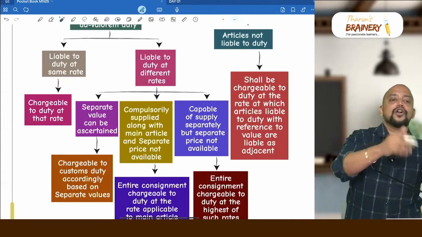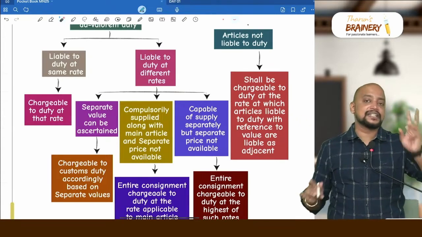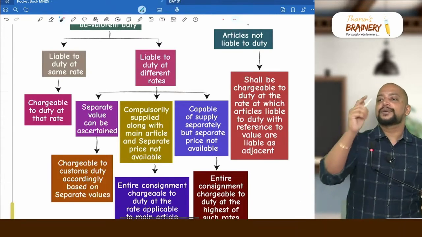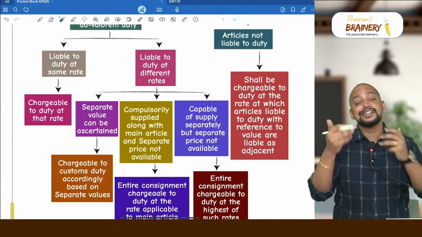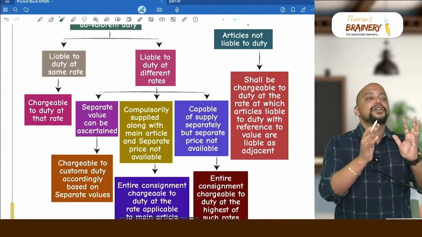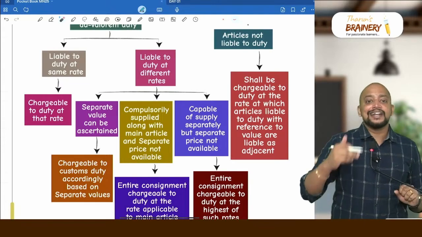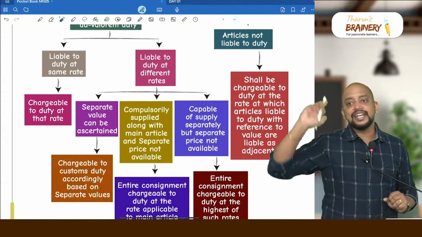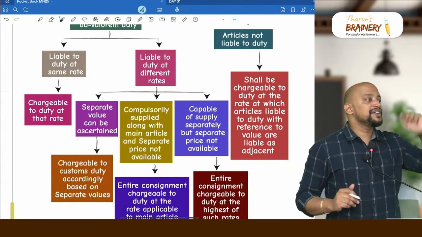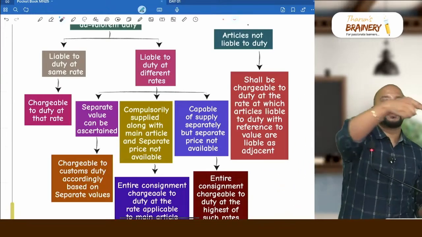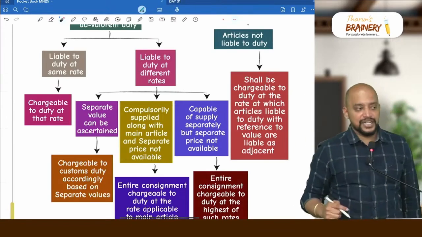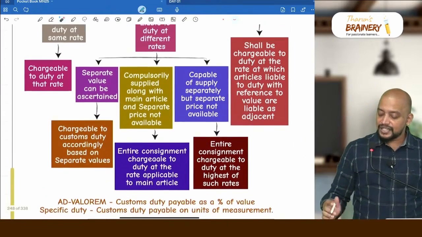also get dutiable accordingly. For example, we have 3 products A, B, C. A is dutiable at 12%, B is dutiable at 5%, and C is non-dutiable, and it is imported for a single price. Then in that case, separate value not ascertainable and it is not compulsory accessory, so highest rate. What is highest rate? 12%. When we take 12%, even that non-dutiable article also is getting dutiable. Got it? So shall be chargeable to duty.